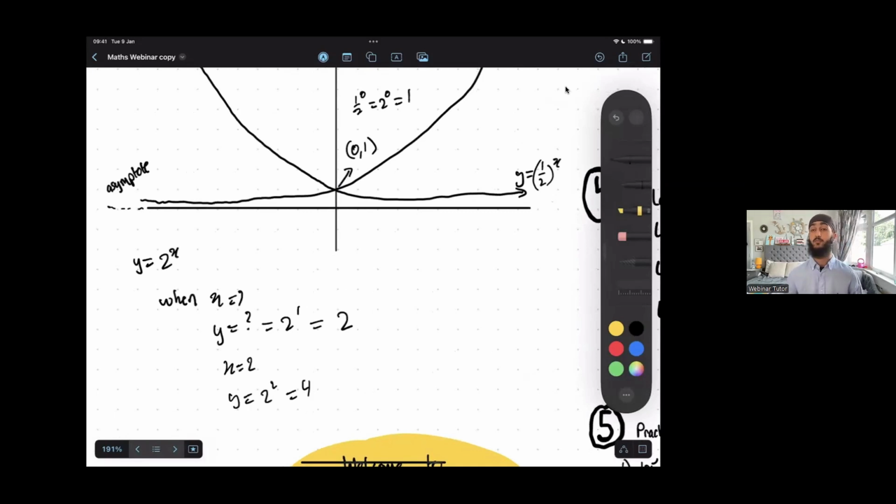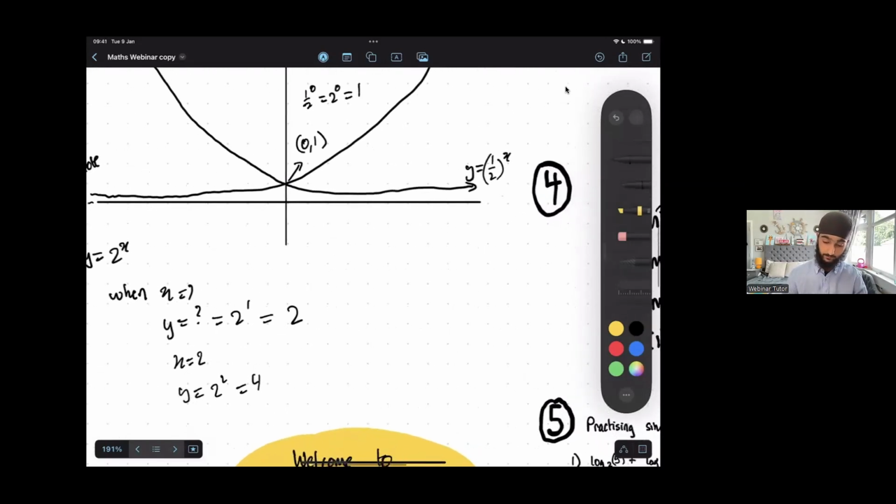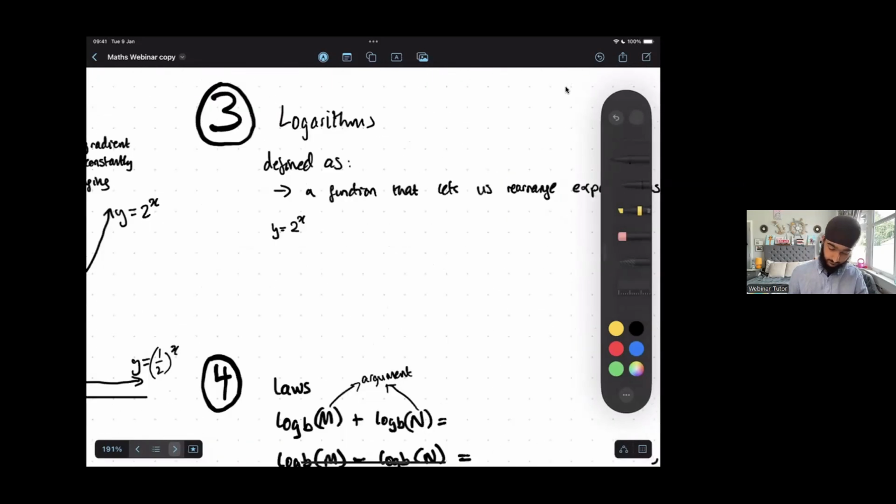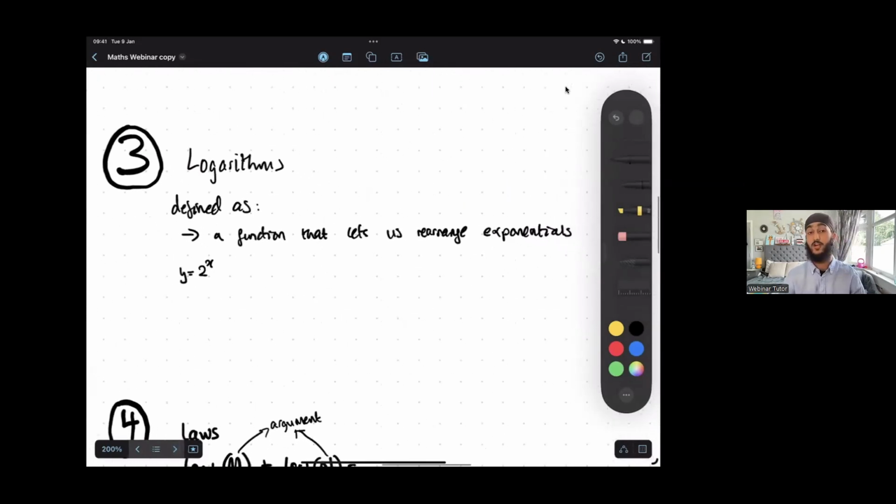But what if we were given y and we weren't given x? So let's say they told us y is 4. And they asked us to determine x. Can't quite substitute it. We could use some trial and error. That's not the most efficient way to do it, though. And that's where logs come in. Logarithms are described as a function that lets us rearrange exponentials.